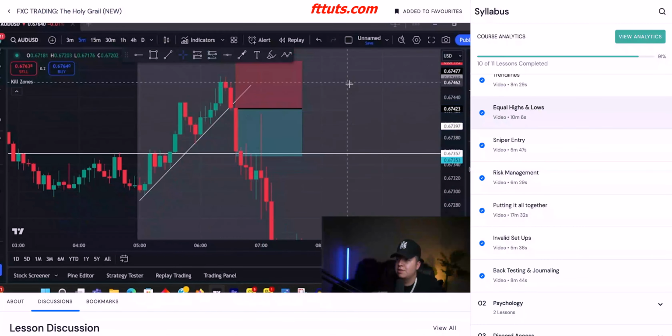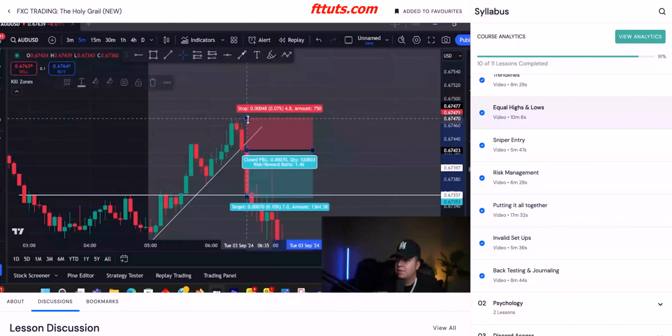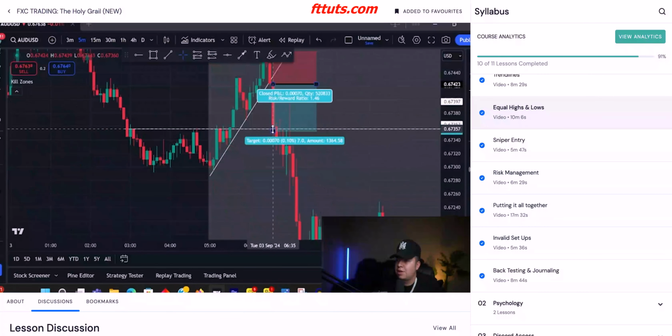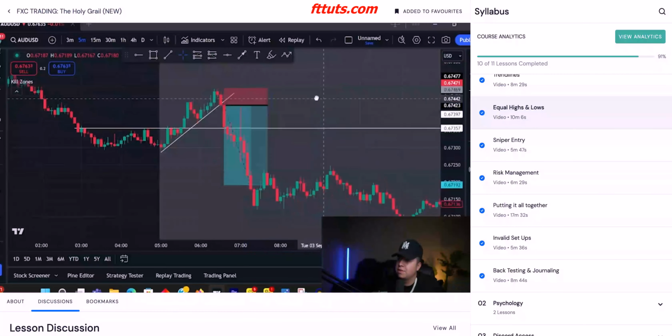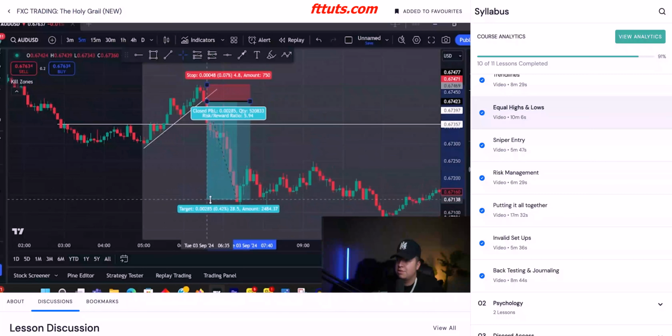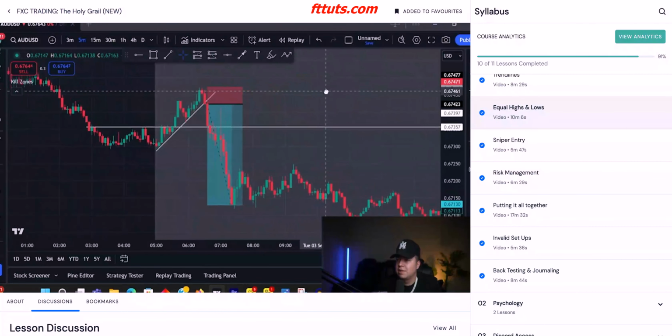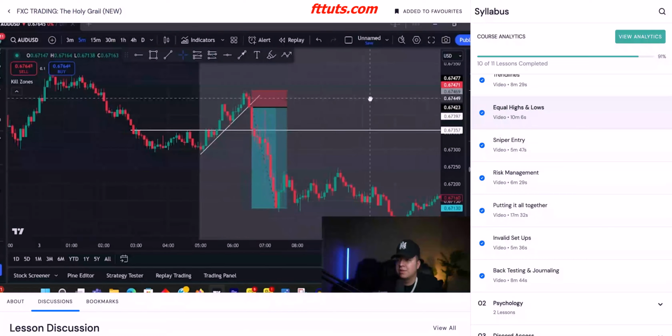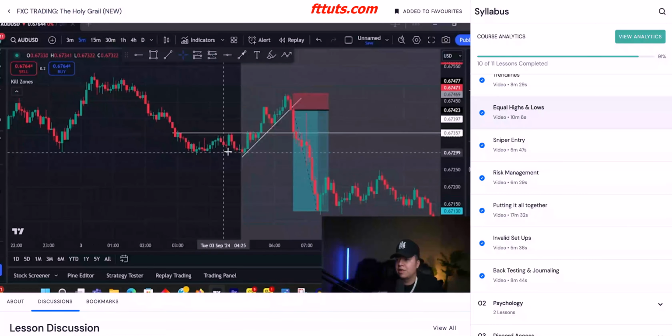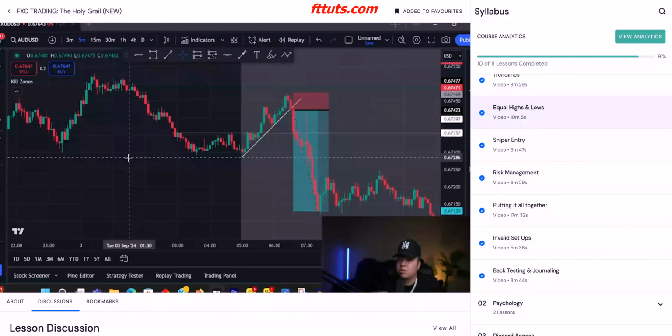Enter on this candle. And it drops, bro. Look at this, bro. I'm trying to tell you, this is why I was so excited, because this is different. It's almost every day you're catching stuff like this. It's ridiculous. It's just ridiculous, bro. So that's why equal highs and equal lows are so important.